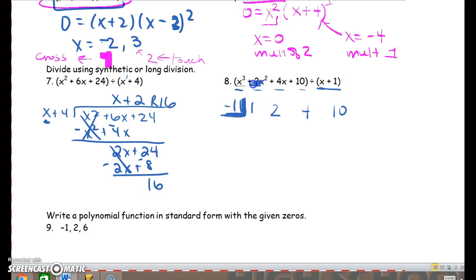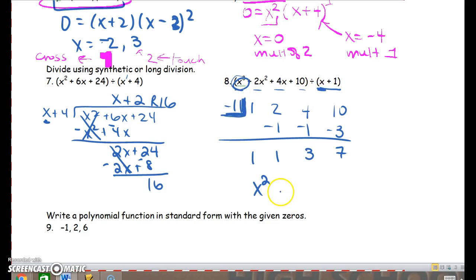And let's say that this term were gone maybe, then this would have to be a 0. So this would be a 0 right here. But that's not the case, so let's make sure we change it back, just as a little reminder there for you. So this is a 2. Drop your first number, multiply, add, multiply, add, multiply to the number in the box, add. So we get x squared this time because it was an x cubed, but we took out an x. So we get x squared plus x plus 3 with a remainder of 7.